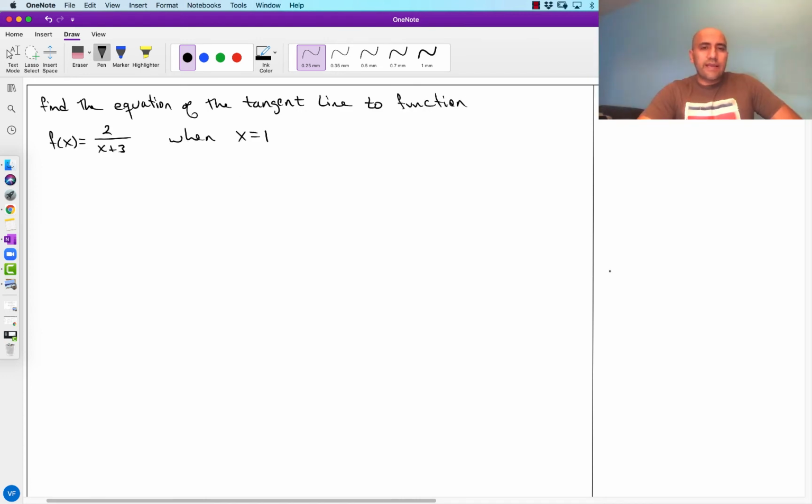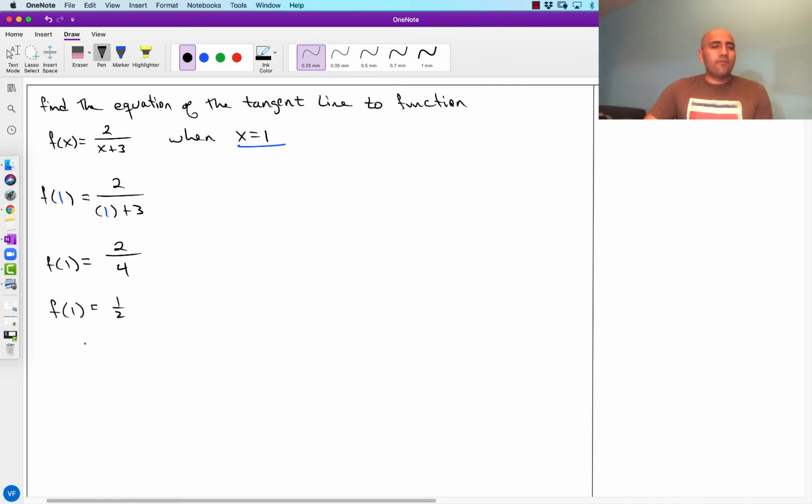Find the equation of the tangent line to the function f of x equals 2 over x plus 3 when x equals 1. Step 1 is to evaluate this function at x equals 1 and figure out its corresponding output. That'll be a point on our curve that we're interested in, and also a point on the tangent line, the only point we can find at this point. We evaluate at 1 as requested, and so f of 1 leads to 1/2, so we have the ordered pair (1, 1/2).